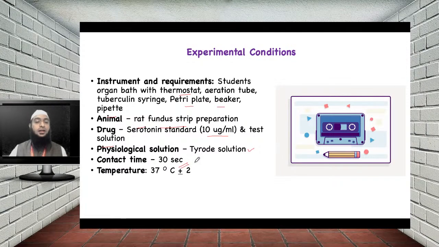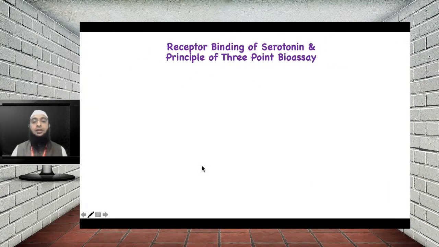The temperature, that is the body temperature of 37 plus minus 2 degrees Celsius, is maintained throughout the experiment. So these are the different experimental conditions that we need to keep constant throughout the experiment in order to get good reproducible results with that particular tissue.